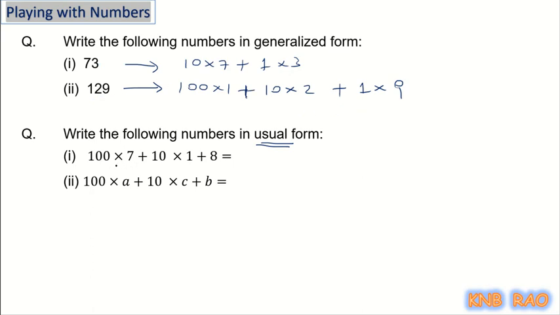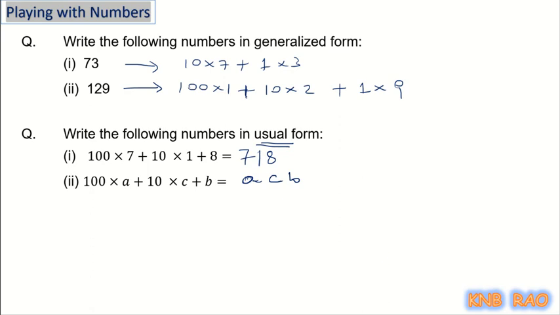So, here watch this expanded form. 100 into 7 plus 10 into 1 plus 8. So, there are 7 hundreds, there is 1 ten, and there is 8 in the units place. So, 718 is the usual form of this given expanded or generalized form. Here 100 into A plus 10 into C plus B, where nothing but A, C, B: in the hundreds place A is there, in the tens place C is there, in the units place B is there.